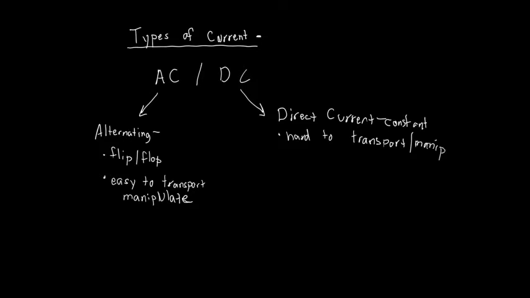Okay, so which one are we actually going to want to use? Well, since it's easier to transport and manipulate, we're going to want to use some AC current, AC circuits. So let's talk a little bit about AC. Turns out that AC current can actually be modeled. We know how it operates. We know how it flip-flops up and down.